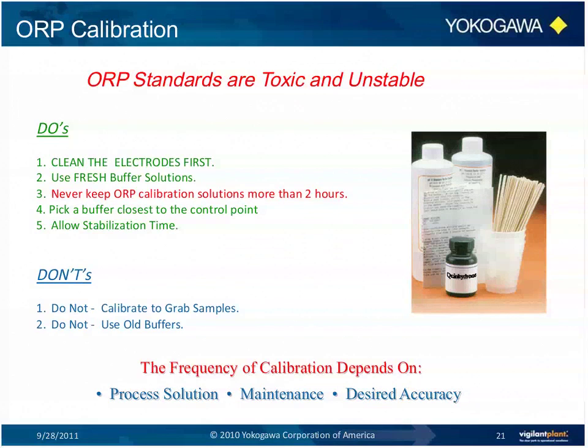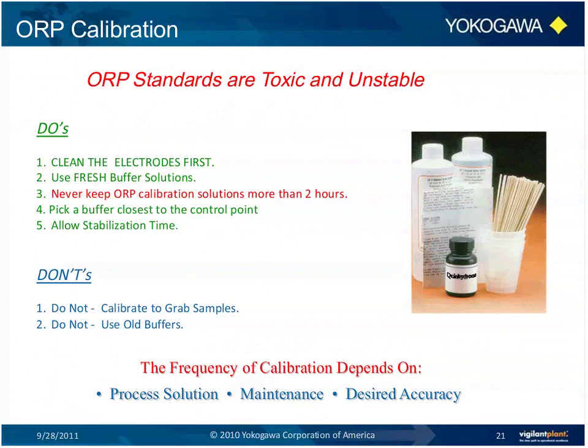You always want to remember to start by cleaning your electrodes. You always want to use fresh buffer solutions, and you really want to pick a buffer solution that's closest to your actual control point for your process. And just as with pH calibrations, you have to allow ample time for your readings to stabilize during your ORP calibration. And we don't always recommend doing a calibration to a grab sample.